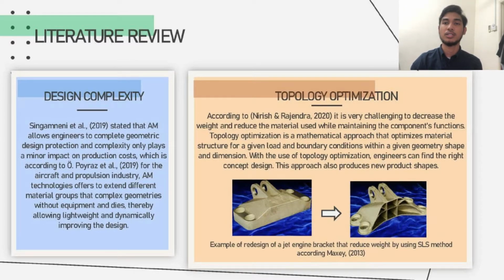According to Nirish and Rajendra 2020, it is very challenging to decrease the weight and reduce the material used while the part function remains the same. So, topology optimization is used, a mathematical approach to optimize material structure within a given geometric shape and dimension for a given load and boundary condition. This allows engineers to find the right concept design. This approach also produces a new product shape. This is an example of a redesigned part that underwent topology optimization. The shape is changed and the weight is reduced, but the structural performance is better.